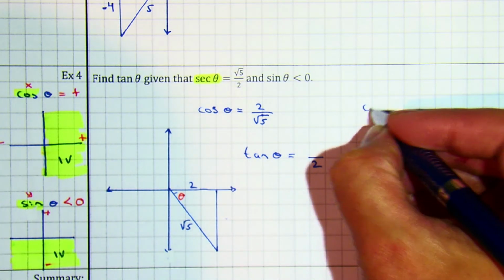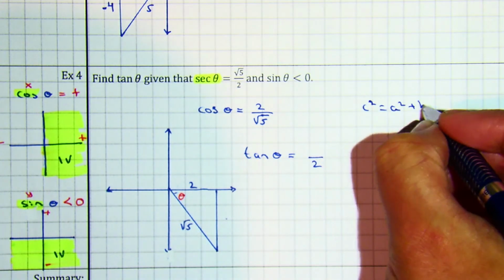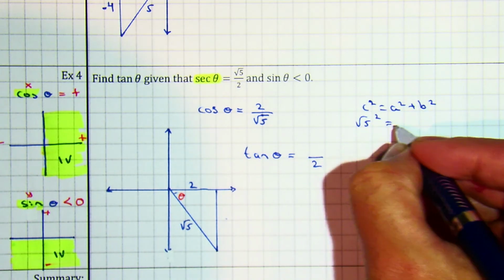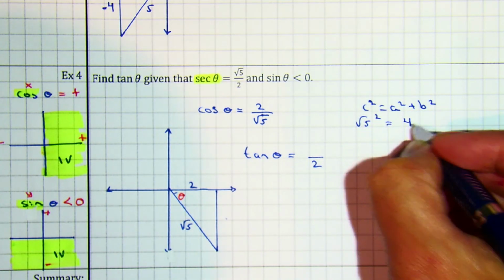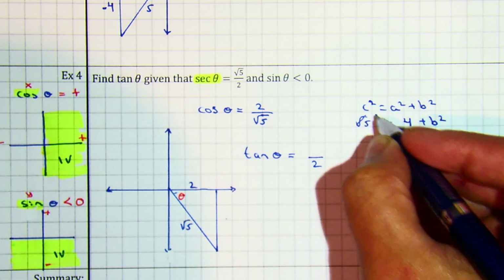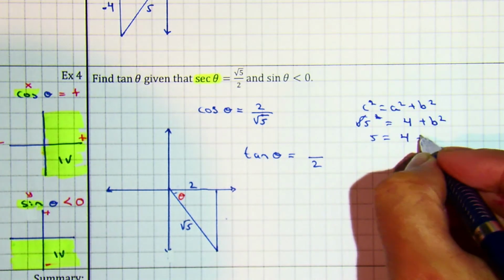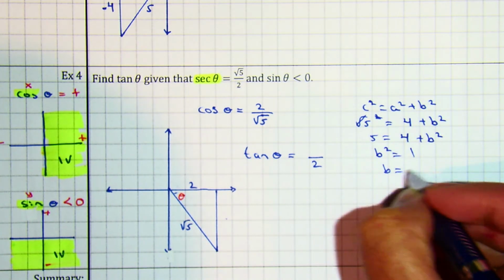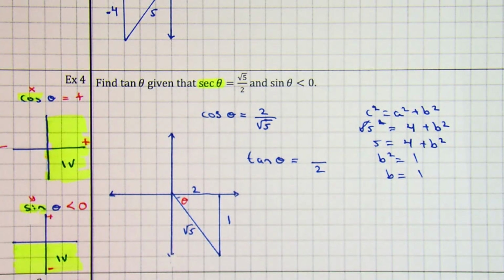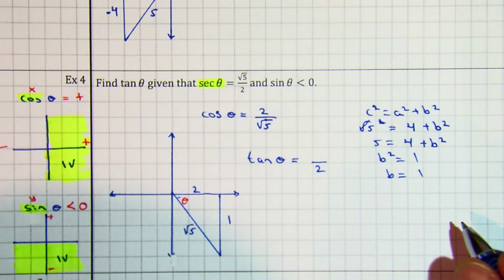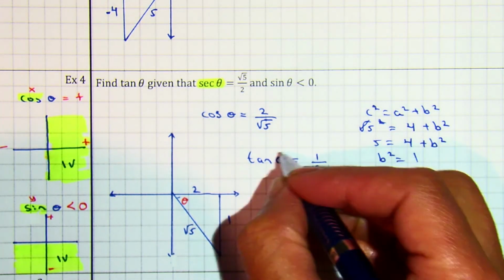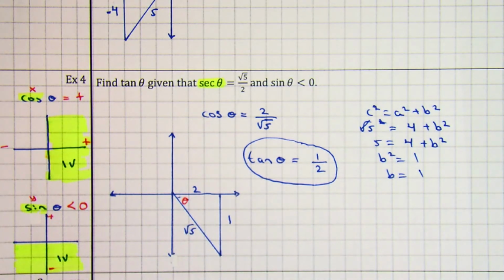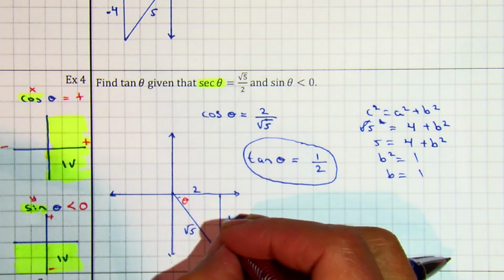We have c squared is equal to a squared plus b squared. Square root of 5 squared, a is 2 squared, which is 4, plus b squared. That cancels, so it gives me 5 is equal to 4 plus b squared. So therefore, b squared is equal to 1, so b is equal to 1. And we have 1 over 2. But there's a mistake in there. What is my mistake? Correct. This one should be negative.